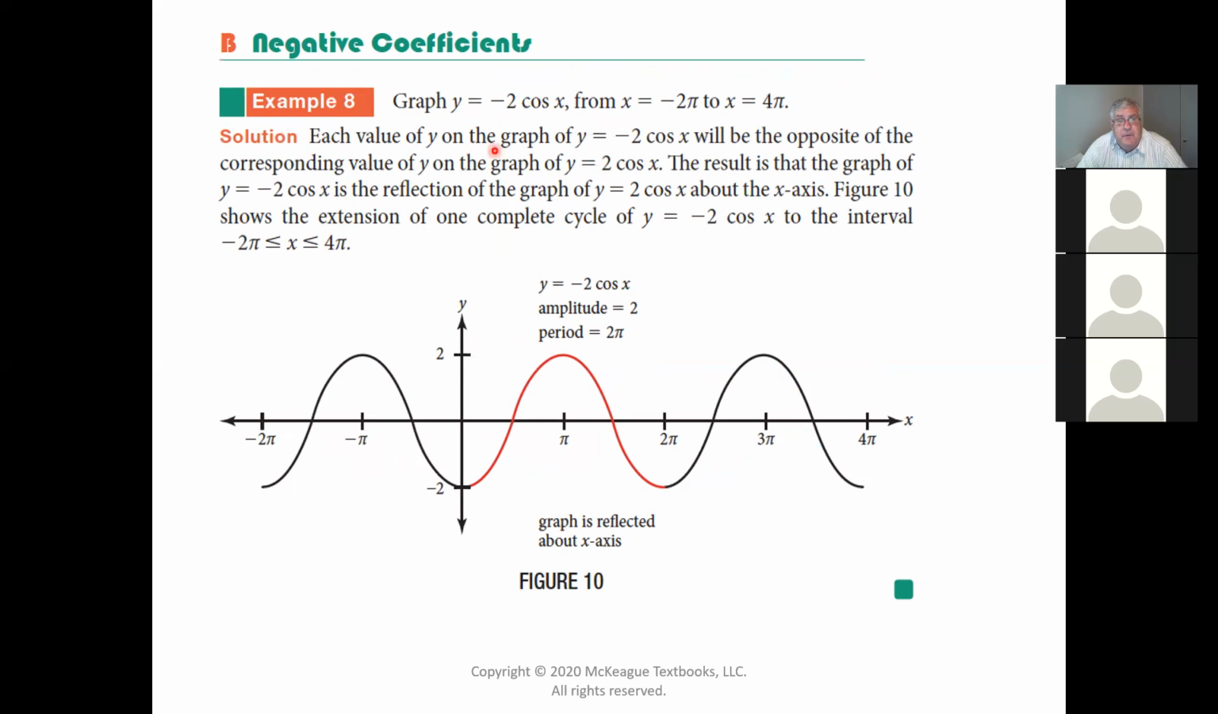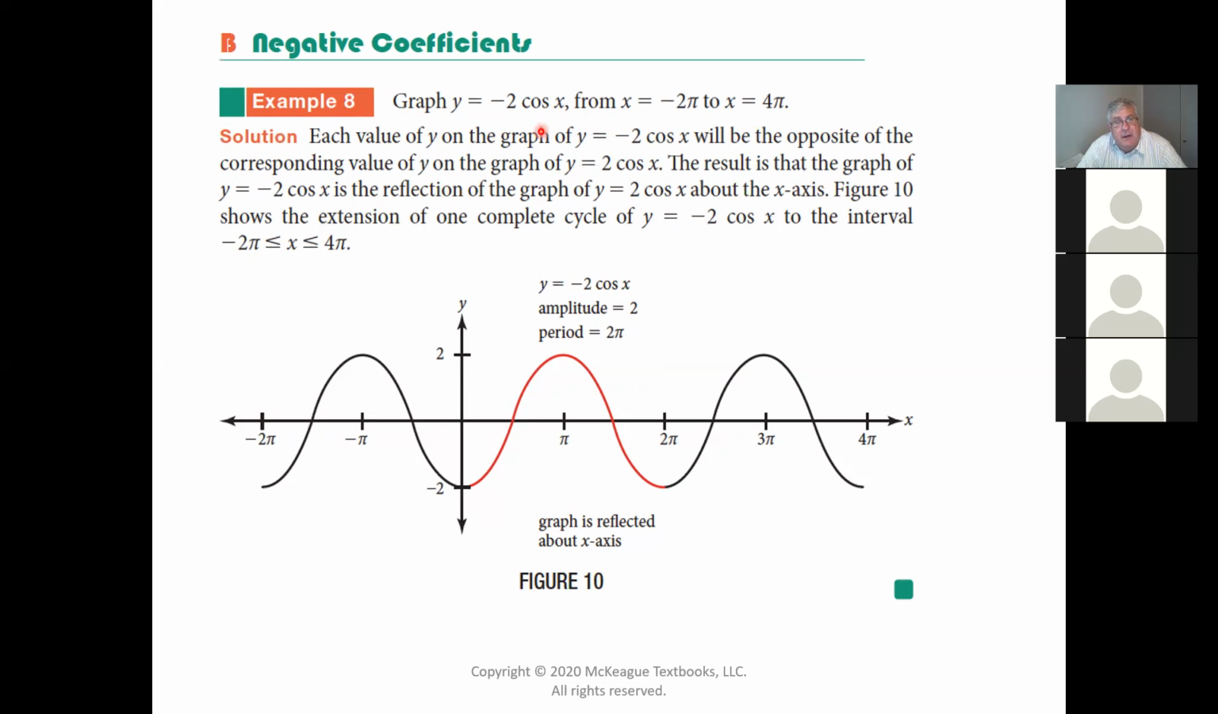What happens if we take the basic cosine function and we not only multiply it by 2, but we multiply it by -2? Well, when you multiply a trigonometric function, sine or cosine, by a negative number, the effect it has on the graph is to cause the graph to be reflected or flipped about the x-axis. That's the effect it has.